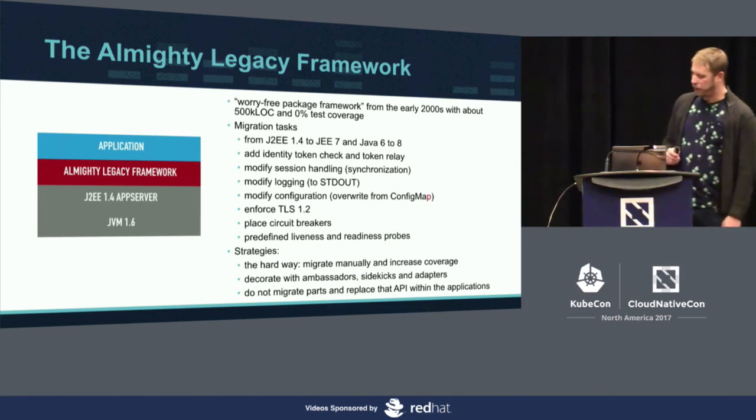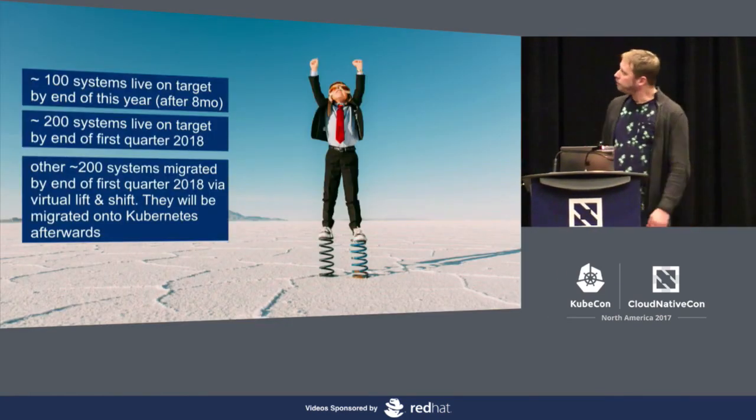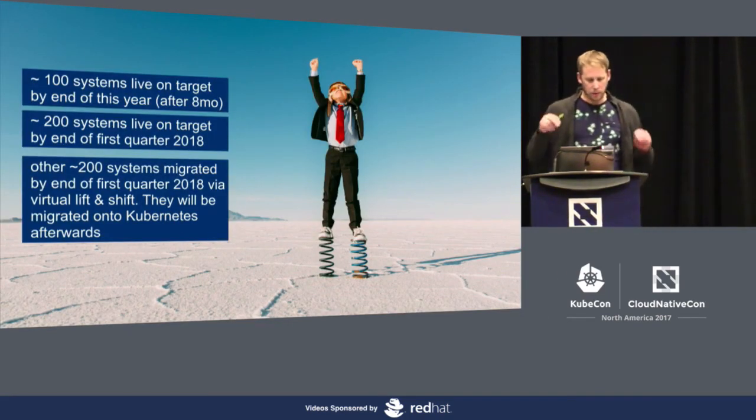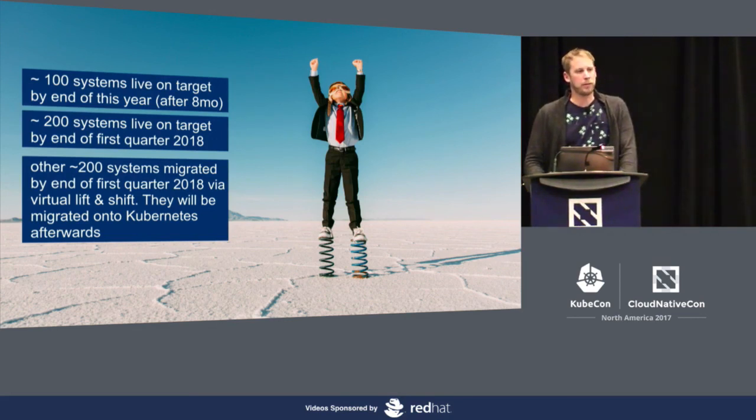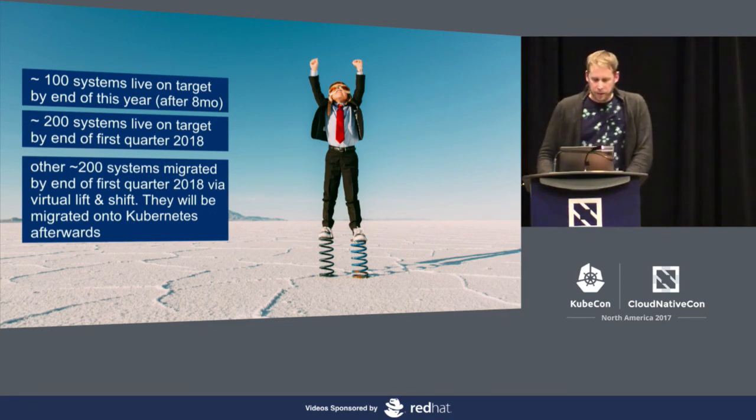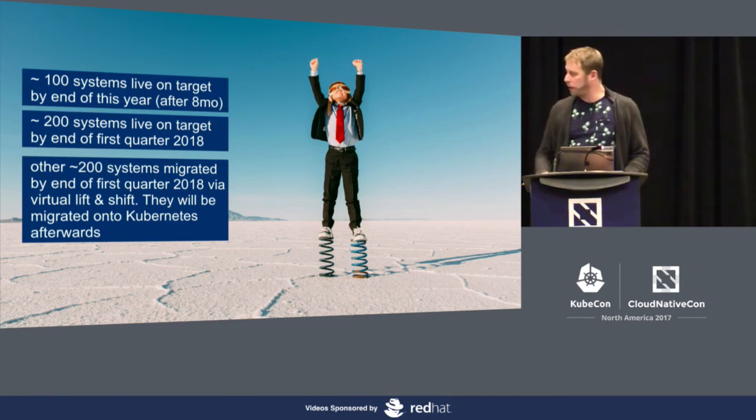Yeah, that's the ugly side. So where are we now? Right now, about 100 systems are live on target, on OpenShift, on Amazon Web Services, and a little bit less because 100 will be at the end of the year, but right now it's 86 or so.